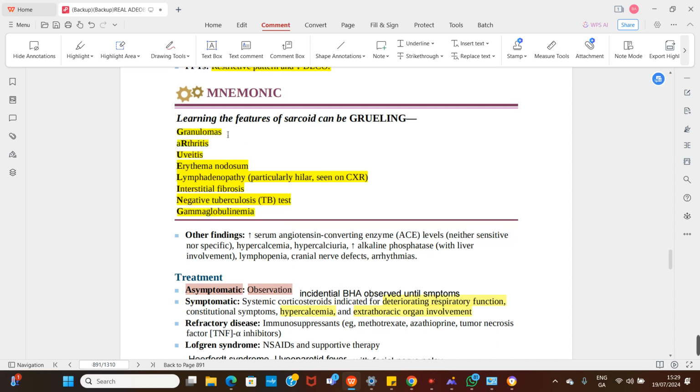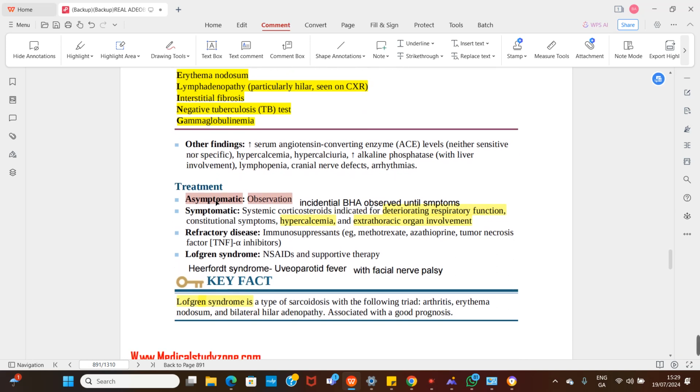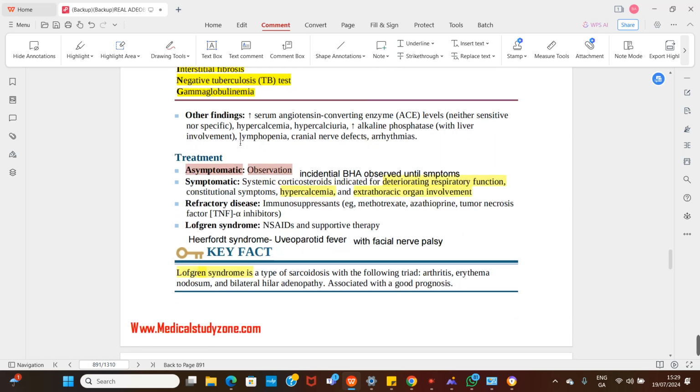They can have non-caseating granuloma, arthritis, uveitis, erythema nodosum, and the likes. So, what are those things that you find? This can be part of the options. They will tell you to make your diagnosis, you make your diagnosis, and the next thing is which of the following is associated with this condition. The level of the ACE enzyme is usually elevated. The level of ACE enzyme is elevated in them.